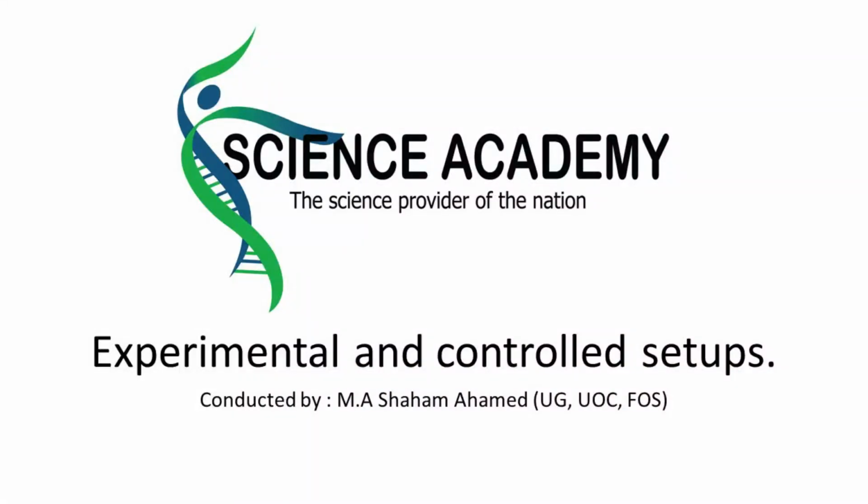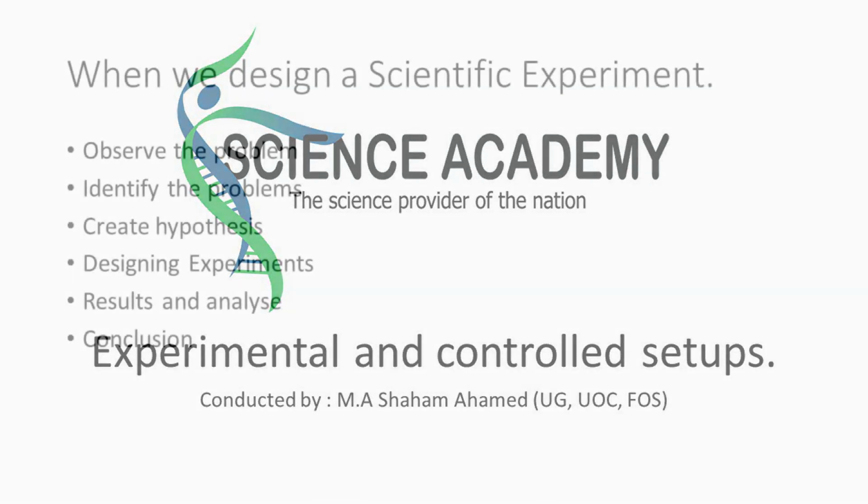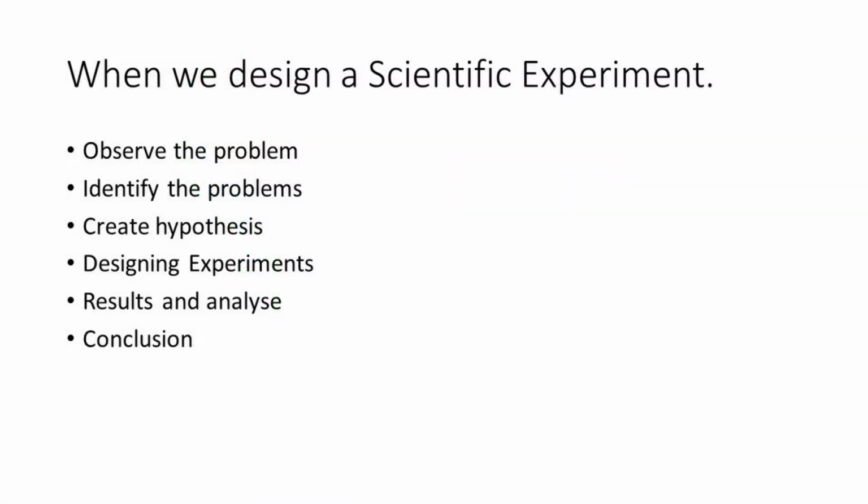Hi everyone. Today we are going to study controlled experiments and experimental setup. When we design a practical, we need to identify a problem, take some observations, and form a hypothesis. Then we need to prove which hypothesis is correct. To prove a hypothesis, we conduct an experiment. When we conduct an experiment, we follow several things.